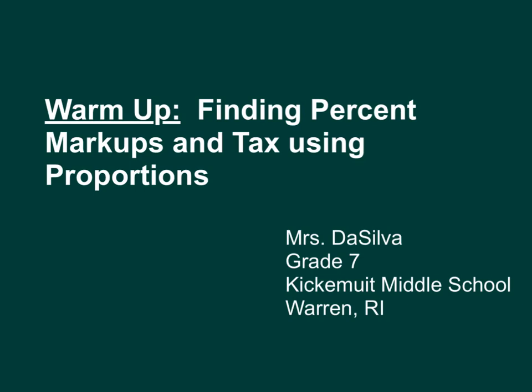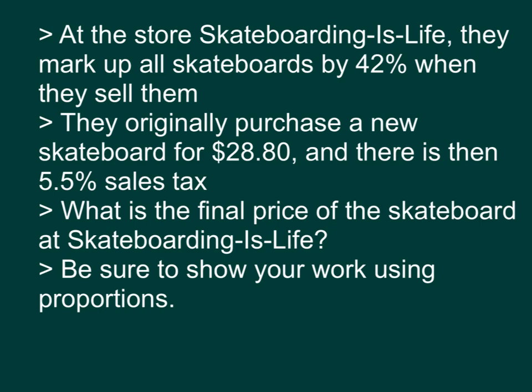Today's warm-up is about finding the percent using a proportion like we've been doing, but this time we're using it to find the markup and the tax. And today's problem seems we're going to the skateboarding shop at Skateboarding is Life, and when they sell their skateboards, they mark them up 42%. That, of course, is how they get their profit.